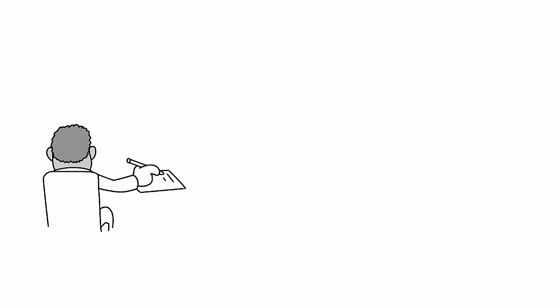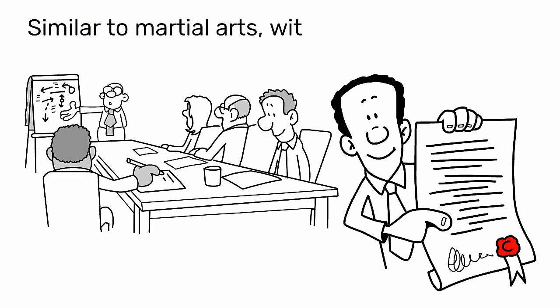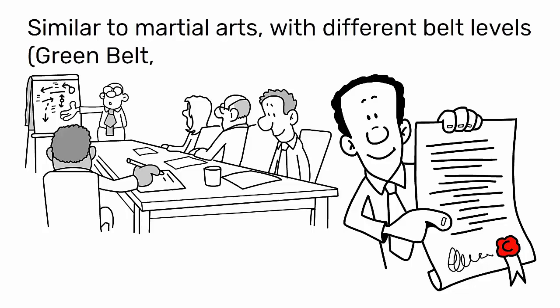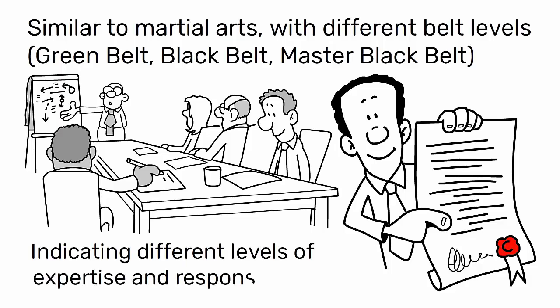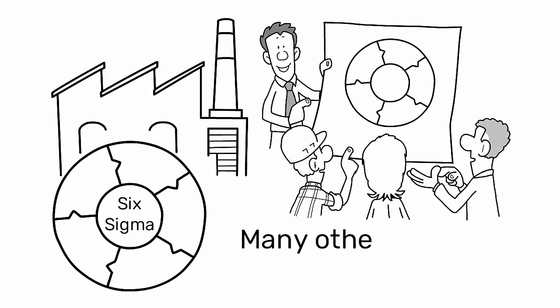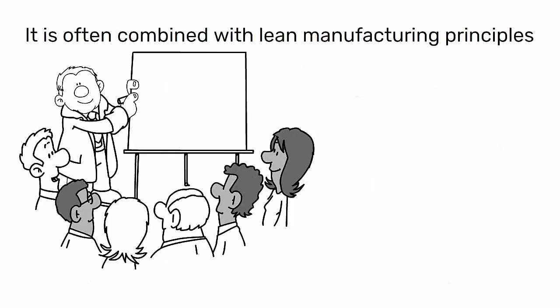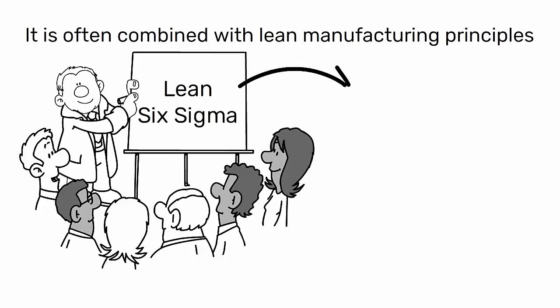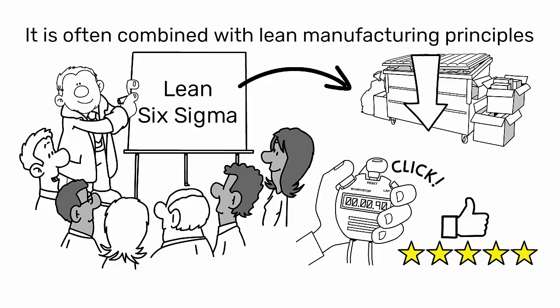Six Sigma also includes a system of personnel training and certification, similar to martial arts, with different belt levels: green belt, black belt, master black belt, indicating different levels of expertise and responsibility. While Six Sigma originated in manufacturing, it has been successfully applied in many other industries and sectors. It is often combined with lean manufacturing principles to form a methodology called Lean Six Sigma, which aims to reduce waste and improve process speed and quality simultaneously.